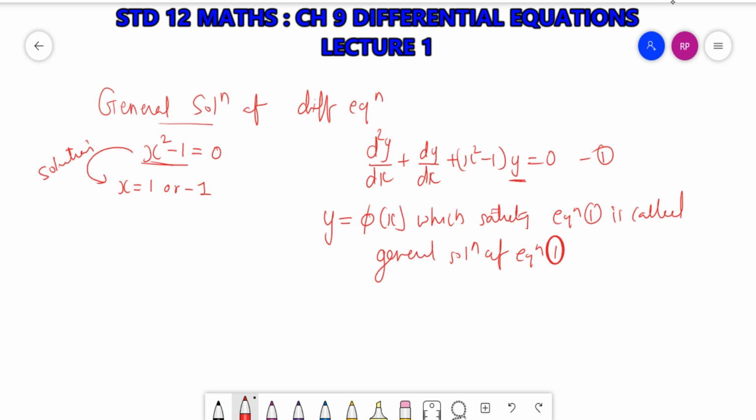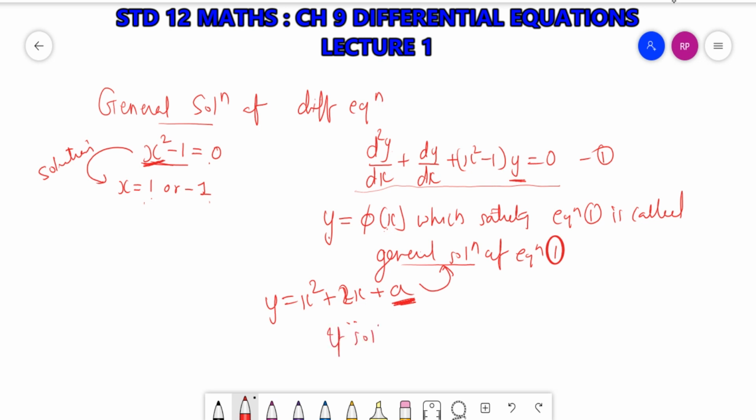Okay, clear? See, y as a function of x means it can be like this, y equal to x square minus 1 or x square plus 2x. Then the value of y as a function of x will be called as the solution of equation 1. Clear? Now if it is like this, plus a. Okay, now this is called general solution because it is having a constant term.